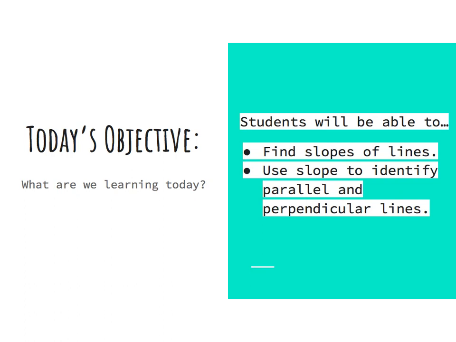Everyone! Today we're going to be doing a little bit of Algebra 1 review and reviewing slope. Our objectives for today are that students will be able to find slopes of lines and use slope to identify parallel and perpendicular lines. Let's get started.